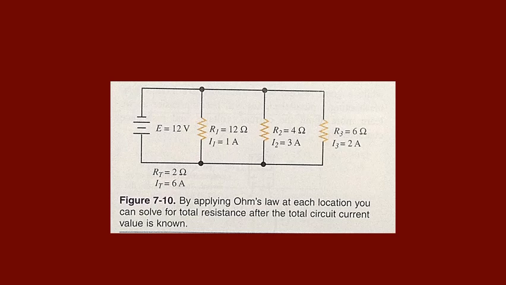Applying Ohm's law to parallel circuits. Ohm's law can be applied to the individual components of a parallel circuit to find unknown values such as current. The total circuit resistance in a parallel circuit is always equal to the source voltage divided by the sum total of the individual resistor currents.